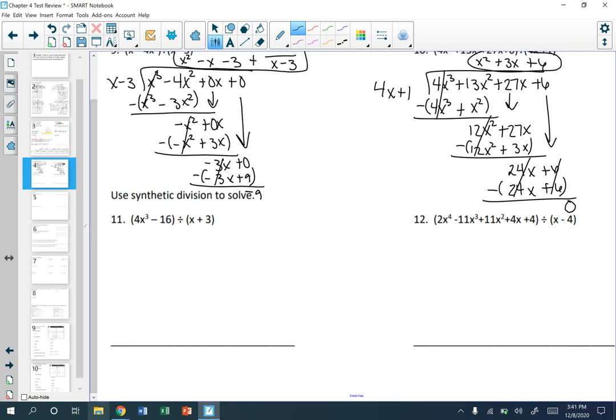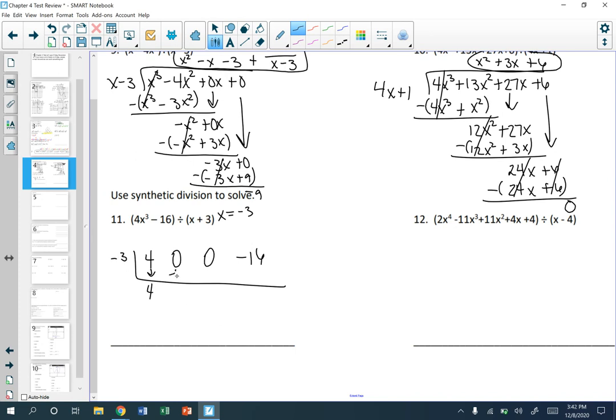Number 11 and 12, we're using synthetic division. So again, when we're using synthetic division, we're only looking at our coefficients. So 4, now notice we're missing our x squared term, so we need to put a placeholder in there. We're also missing an x term, so we need to put a placeholder in for that. And then we have negative 16. Now don't forget this, we solve for x to get x equals negative 3 is what goes on the outside there. My 4 goes down, and then I multiply.